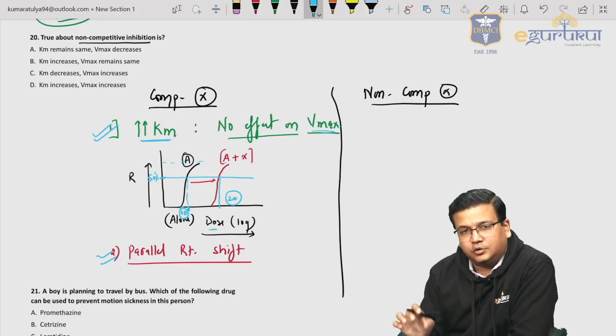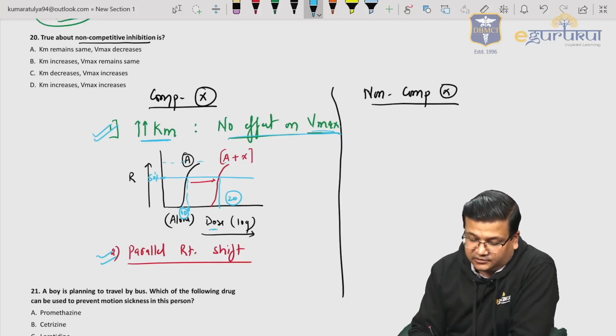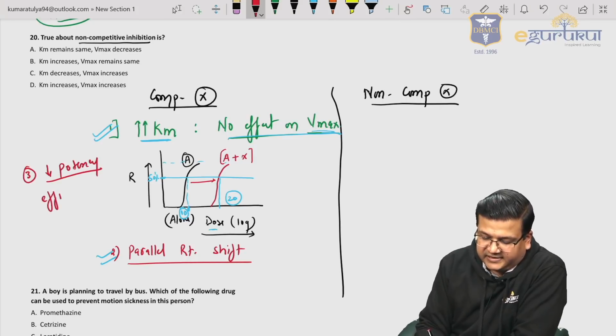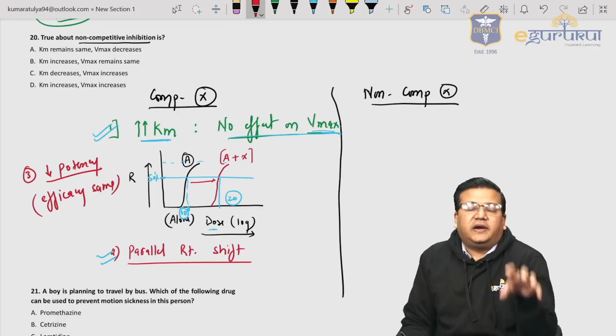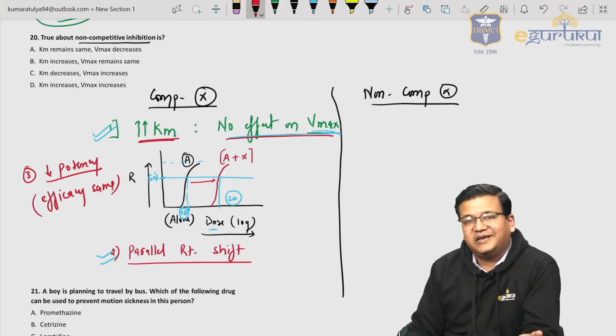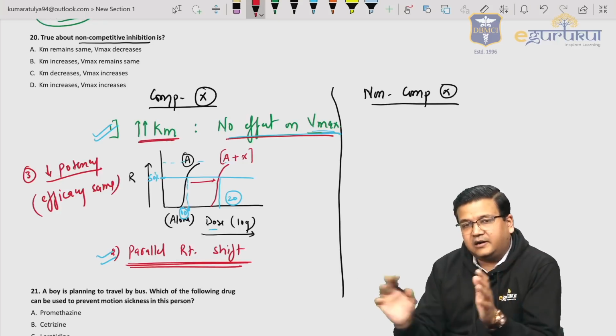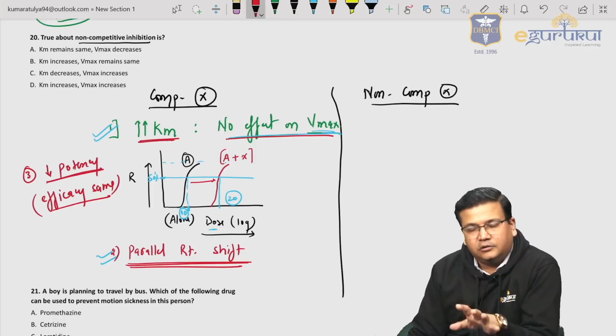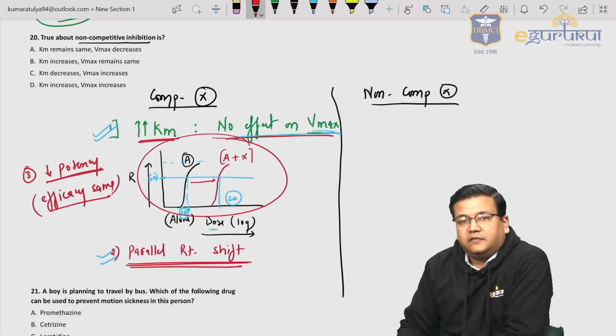So these are the two properties of competitive antagonist. Increase Km, that is the dose required, but no effect on Vmax. If we write in terms of potency and efficacy as the third point, then what we will write? Since it is increasing the dose to require the response, so it is decreasing the potency. Decreases the potency, but the Vmax is same, so efficacy remains same. So these are the three ways of writing the response of competitive antagonist. Number 1 way, increase Km, no effect on Vmax. Number 2 way, parallel rightward shift in DRC. And number 3, decrease in potency without any effect on efficacy. All three mean the same as I have shown in this graph.